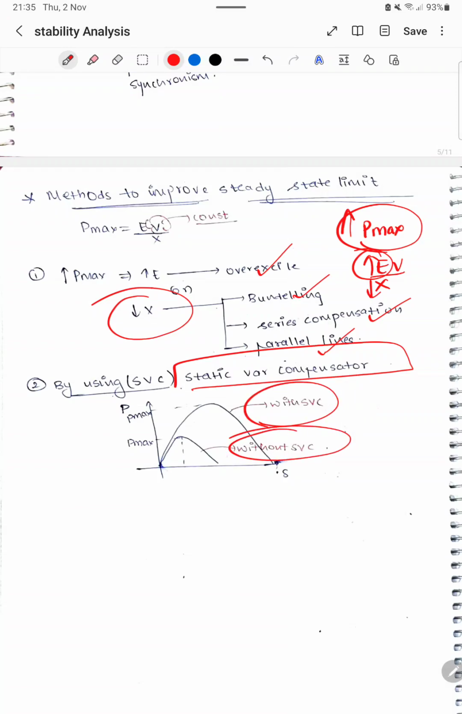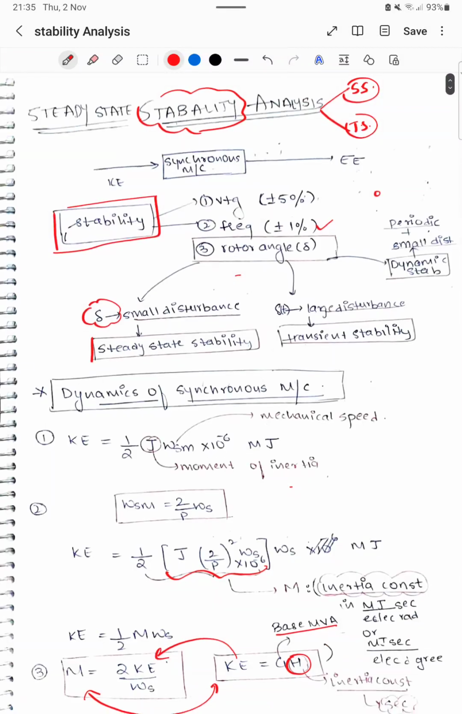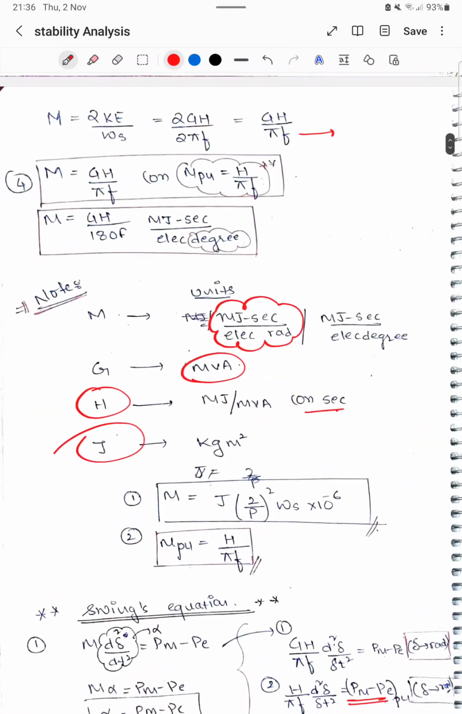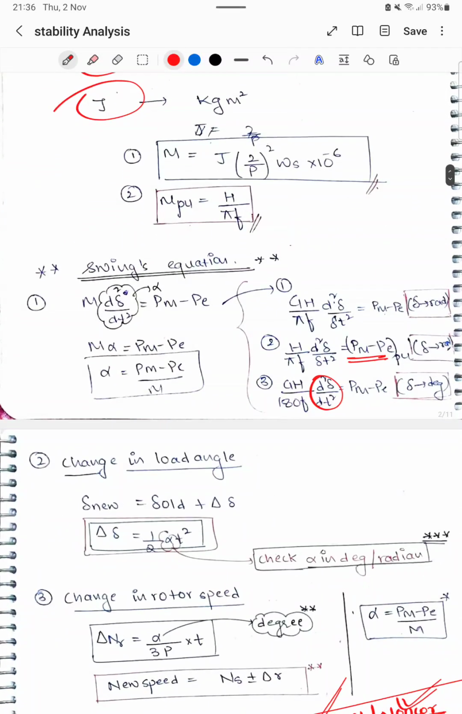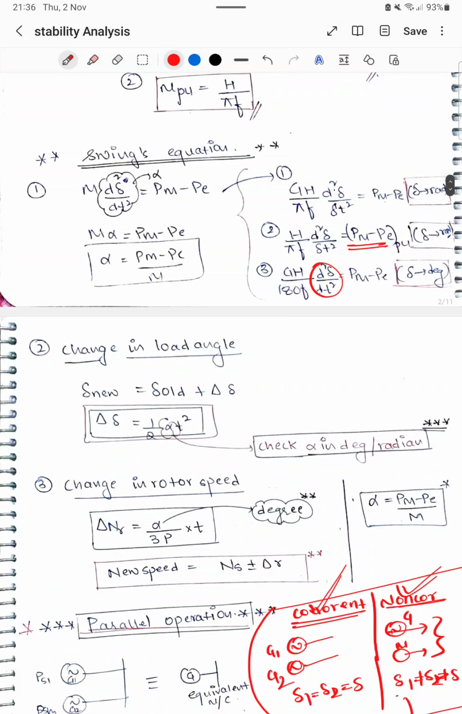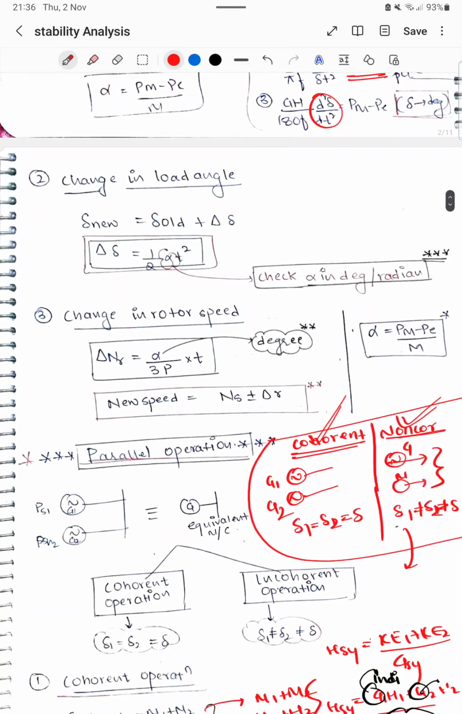Fine. So let's quickly conclude the whole chapter in less than a minute. We have seen a couple of formulas. We have seen what inertia constant is, two formulas for inertia constant, and how we need to take care of inertia constant with respect to units. We have seen its per unit form. Then we have seen the swing equation, M alpha equals Pm minus Pe. Then we saw change in rotor angle and change in rotor speed.